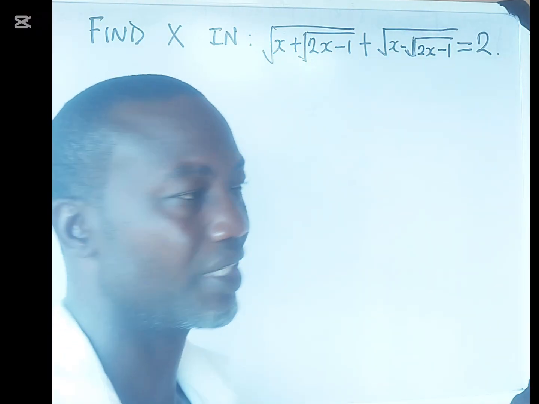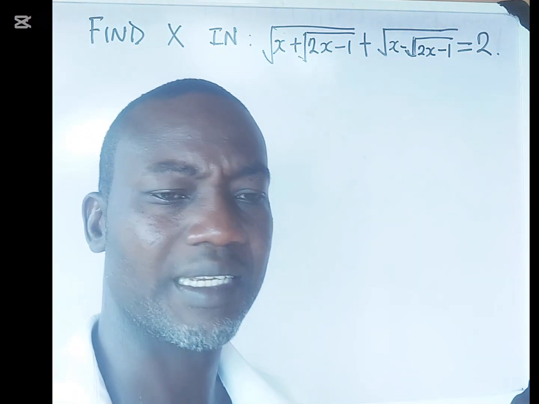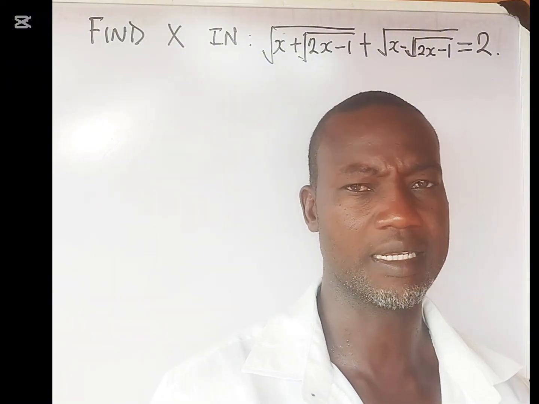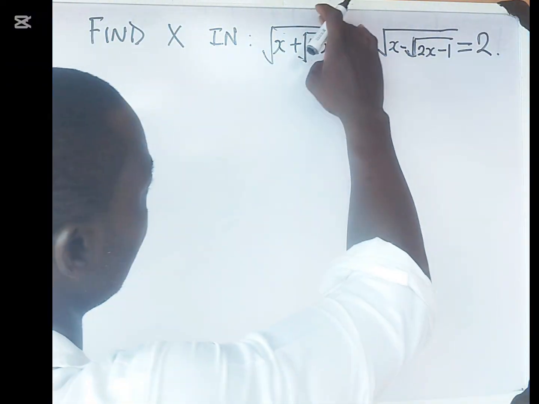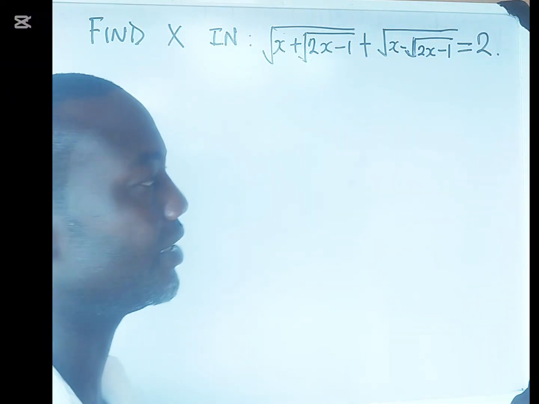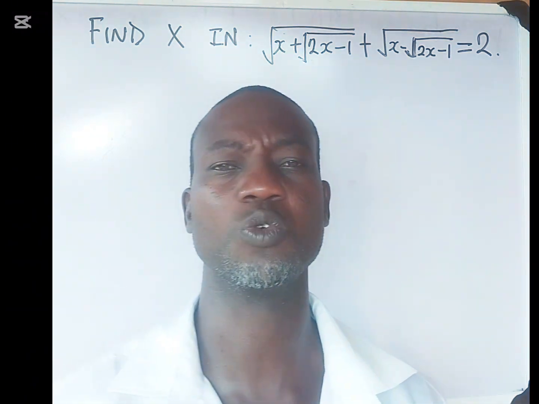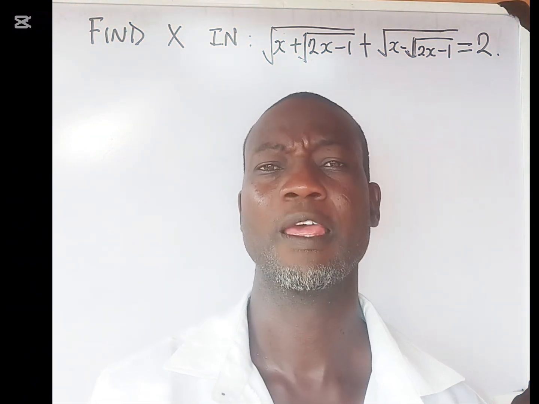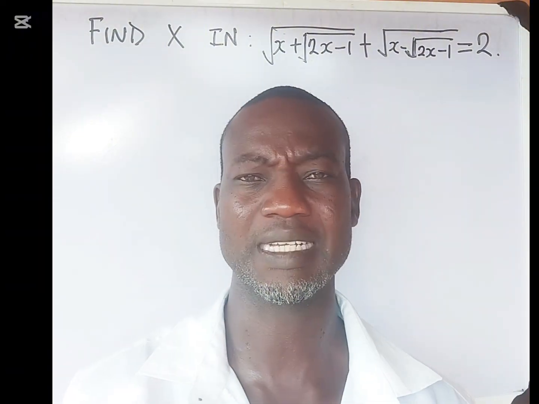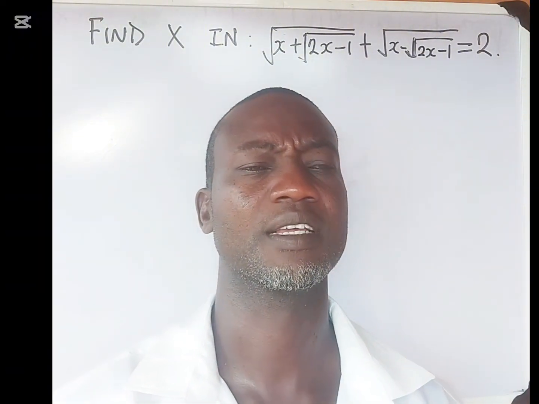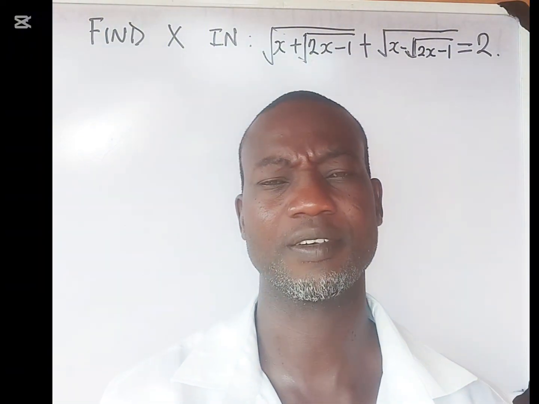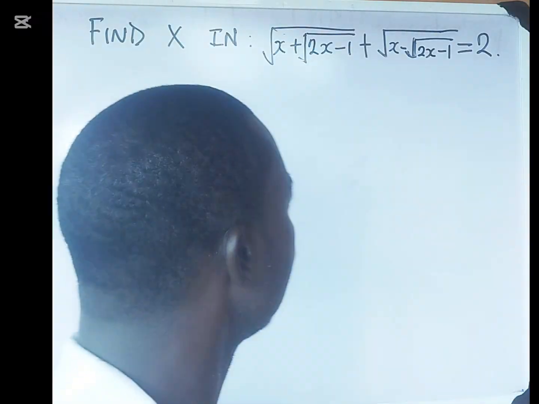Now, if you look at this equation carefully, this is an example of a nested radical equation. In a nested radical equation, you have a root sign, then another root sign inside the root sign. The first thing you do when you want to solve this kind of question is to try as much as possible to get rid of the root signs. So with that at the back of our mind, let's try and get the solution to this problem.